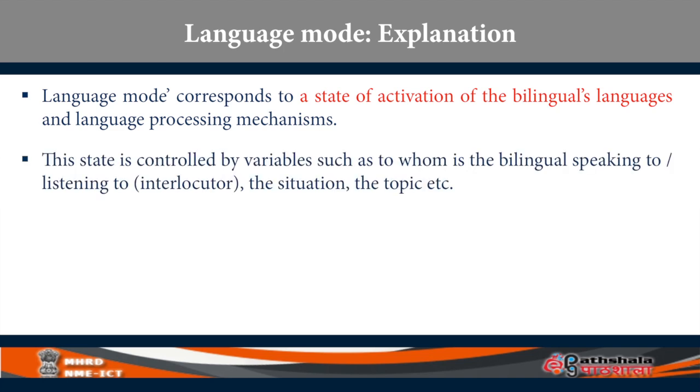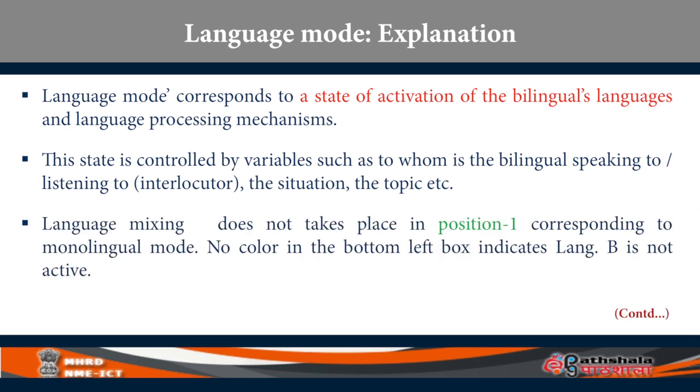This state is controlled by variables such as whom this person is speaking or listening to, who the interlocutor is, and what the situation is, what topic they are talking about. All these factors influence whether both languages are active in your mind, two or three languages are active in your mind, or you are thinking and only your native language is active in your mind. In order to explain this activation of the various languages in the mind, this idea is proposed.